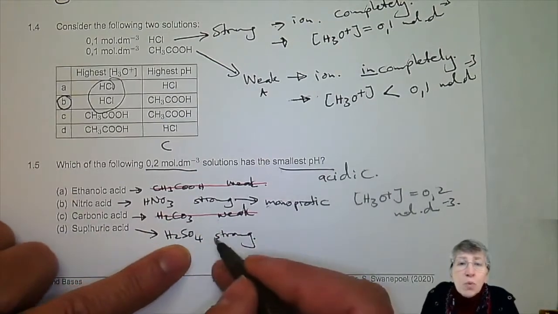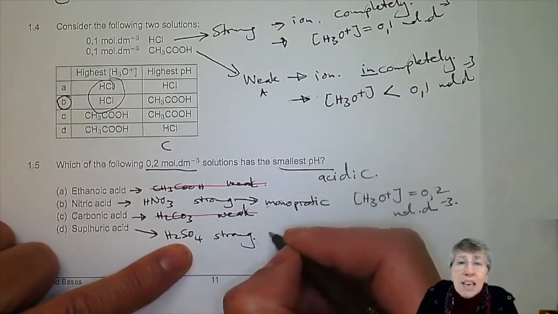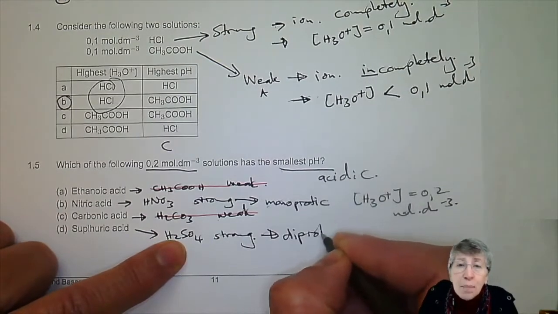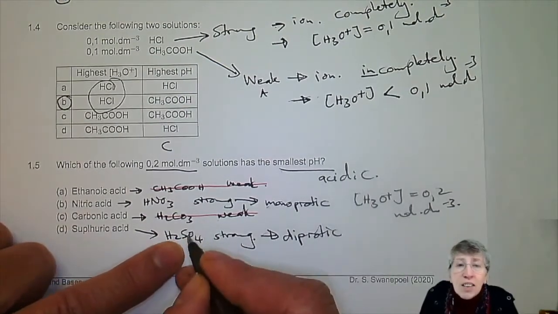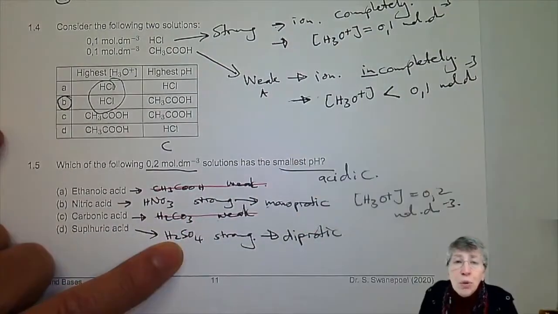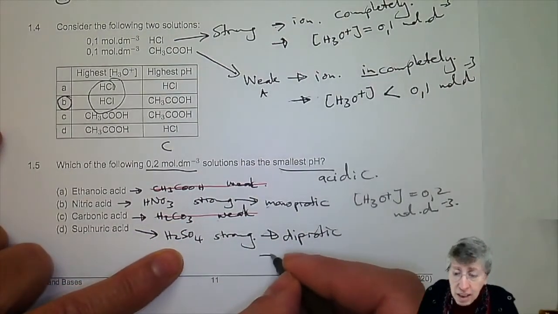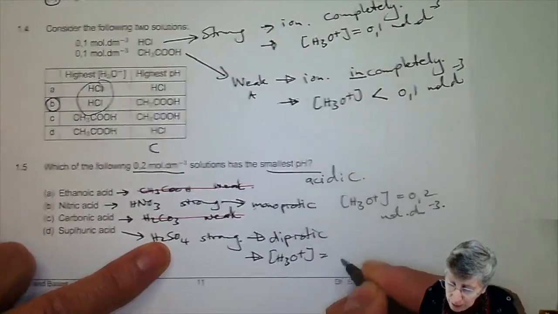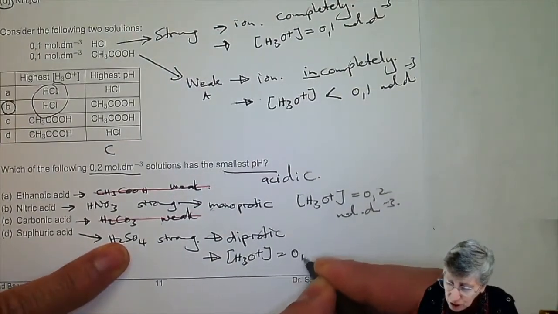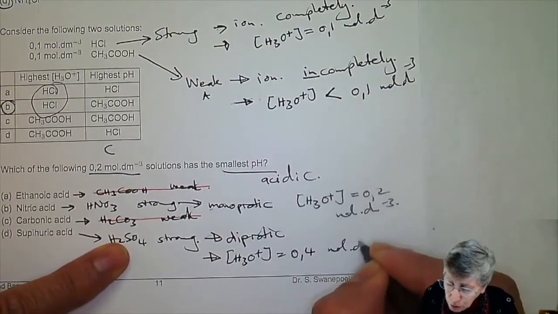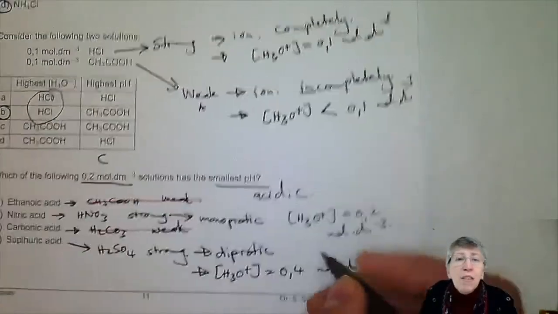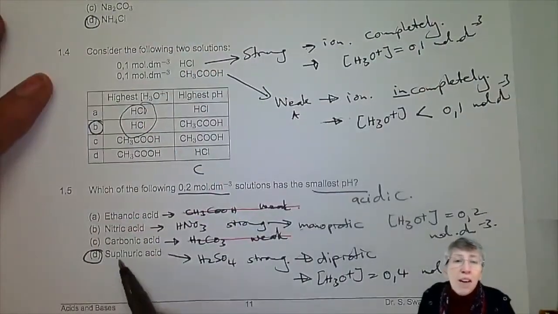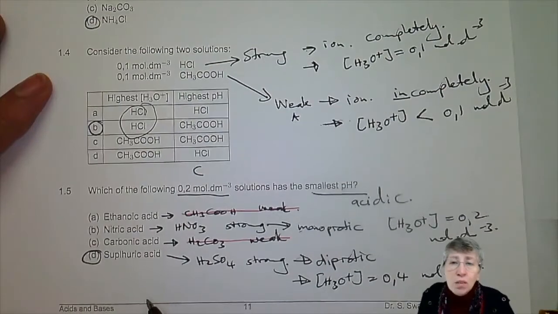But when we get to this one, it's strong, it will ionize completely, but if you look at it, you will see it is diprotic, meaning for every H2SO4, I will have 2 hydronium ions formed. And that tells me the hydronium ion concentration here will be 2 times 0.2, which is 0.4 moles per cubic decimeter, which is definitely more, right? It's diprotic, it's giving 2 protons for every sulfuric acid molecule.